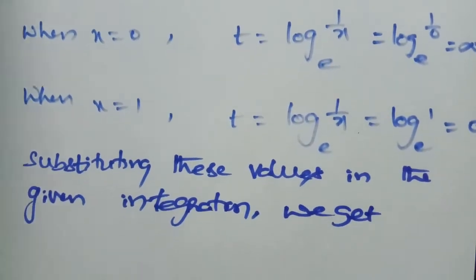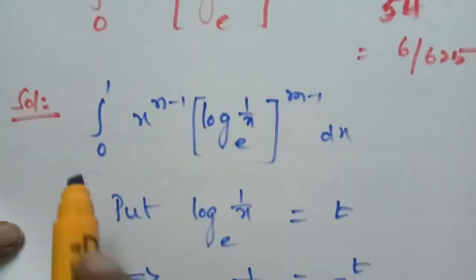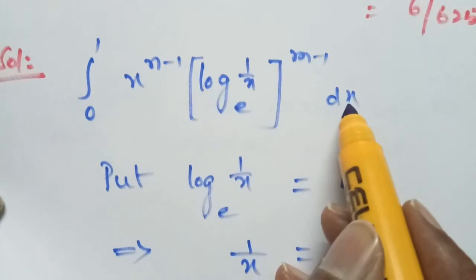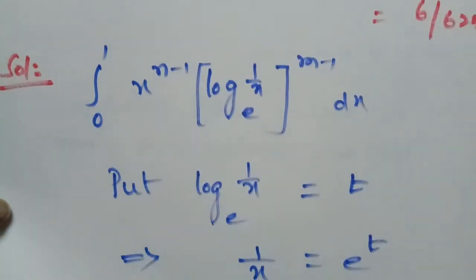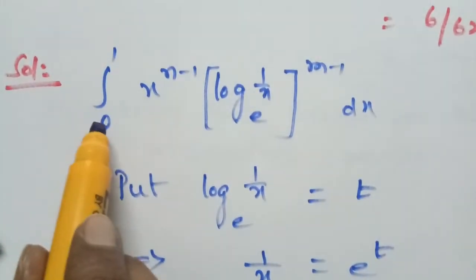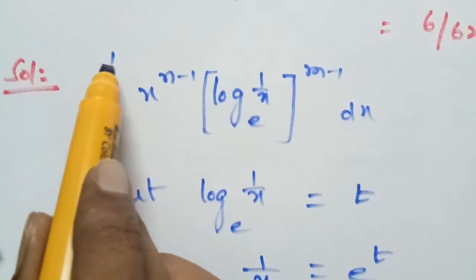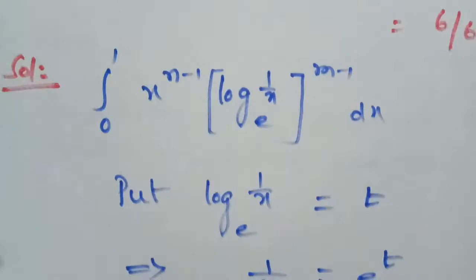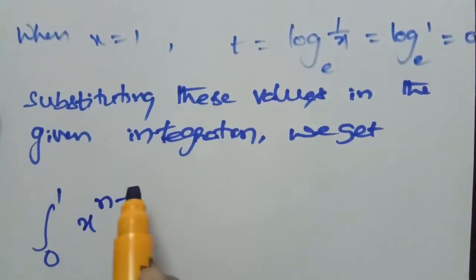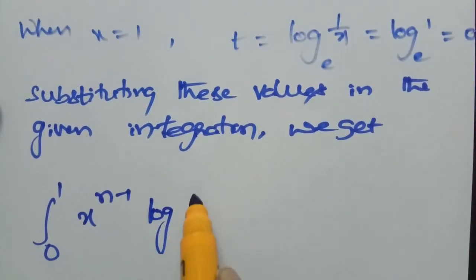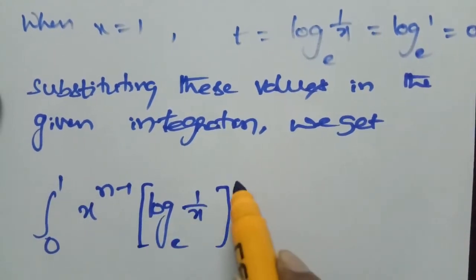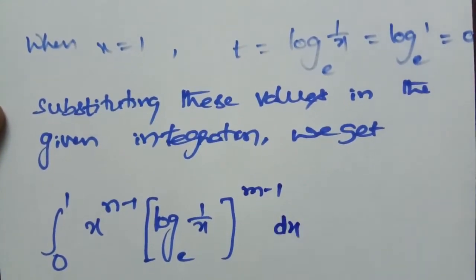these values in the given integration, we get the given integration is the integral from 0 to 1 of x to the power of n minus 1 into (log 1 by x base e) whole to the power of m minus 1 dx. The lower limit is 0 and the upper limit is 1. So when the lower limit is 0, in terms of t it becomes infinity. When it is 1, in terms of t it becomes 0.